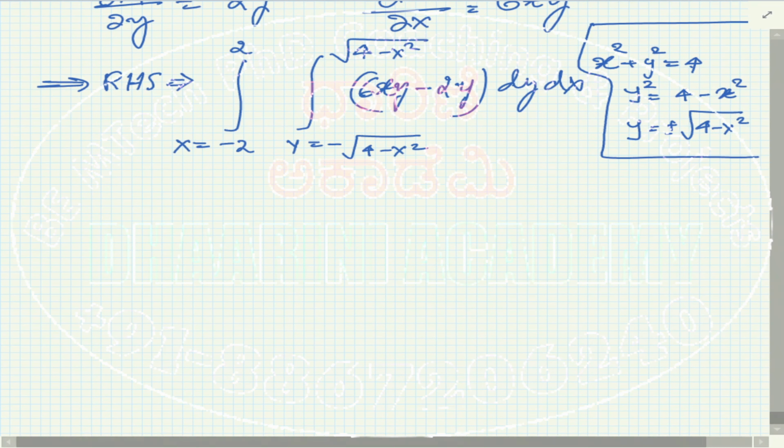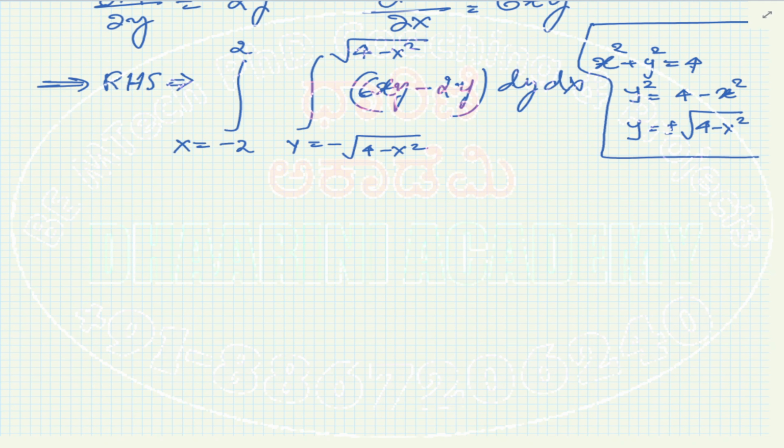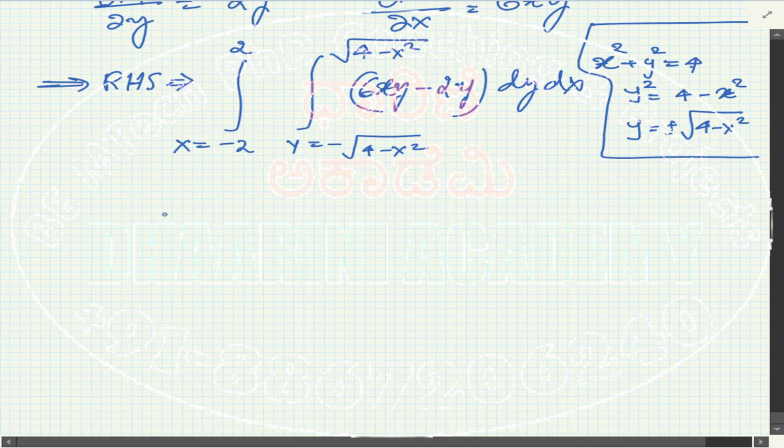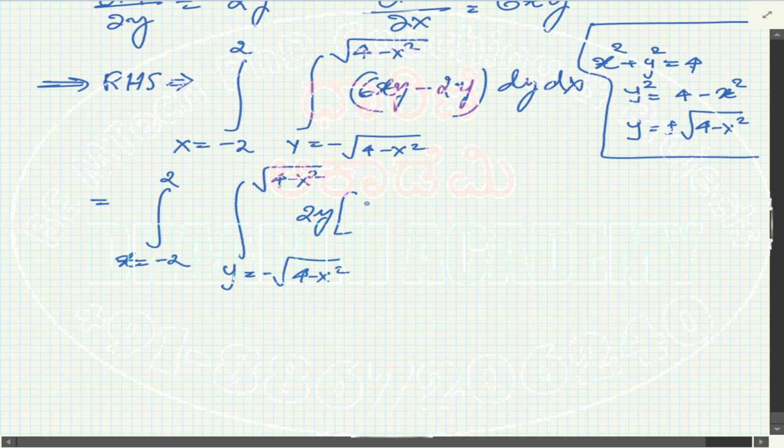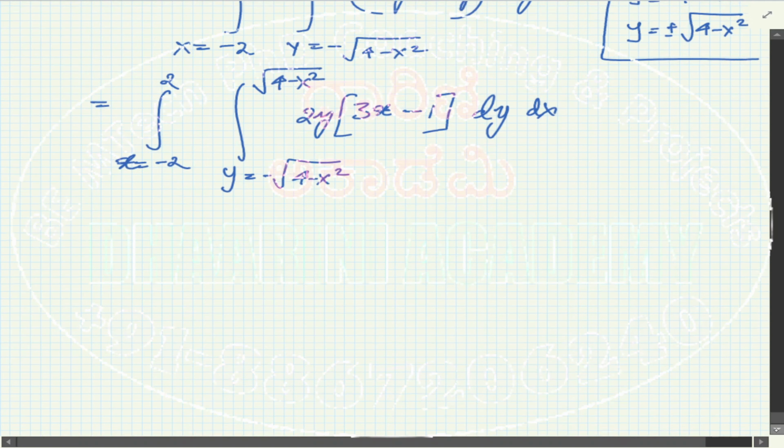Now I think we can take 2y common from that, because x and y can be separated here, so we'll write another step. This is x from -2 to +2 and y from minus root of 4 minus x square to root of 4 minus x square. Let's take the 2y common. This is 3x minus 1 into dy dx. So 2y, let us integrate now.